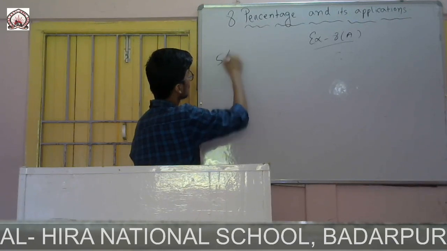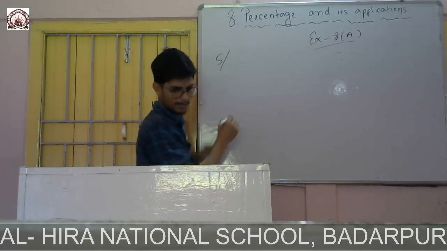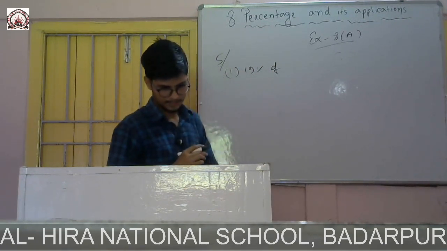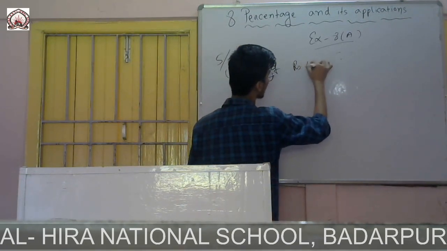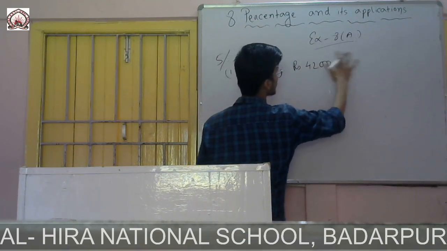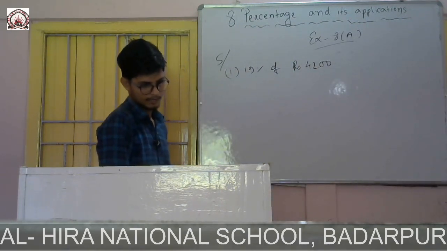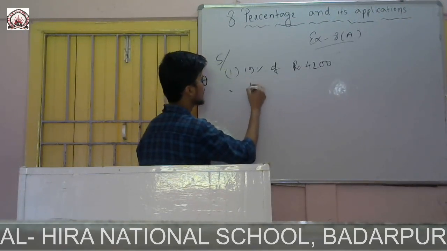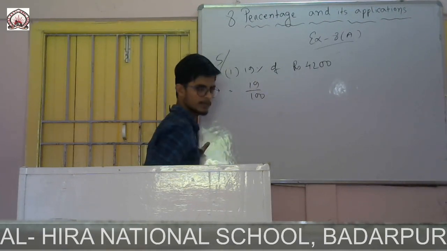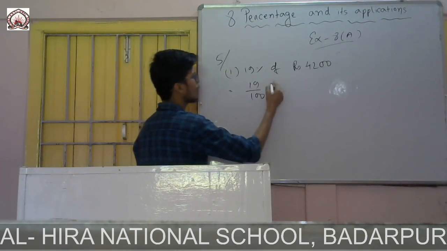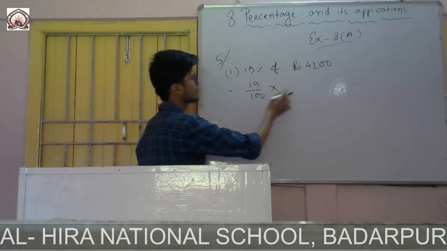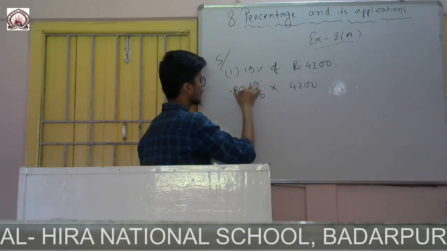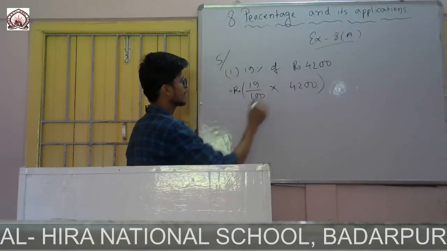So question number 5, Roman number 1: 19% of rupees 4200. So very easy. Simply you convert this one. 19% means 19 by 100. Of, I can change it with multiplication sign, and then there is left 4200. Since I am finding rupees, I will write rupees and put the bracket.